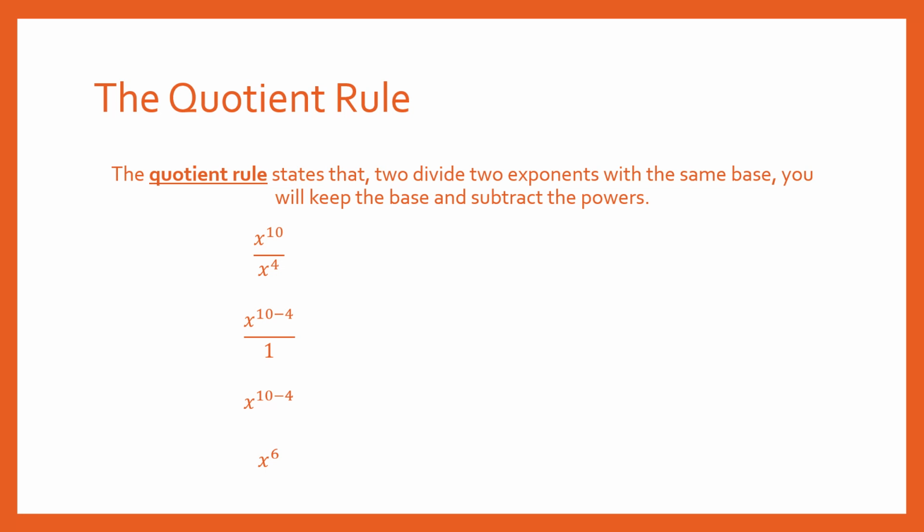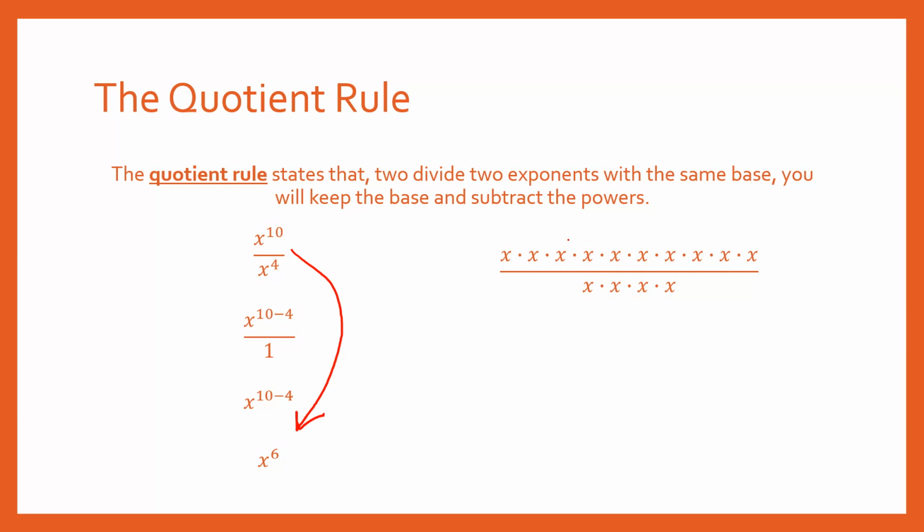Although that seems simple, I think it's important that we understand the logic behind it and visualize it. If you wanted to do this another way, you could break up all of the x's within the x to the 10th and x to the 4th to look like this. Obviously this looks like a lot more work than using the rule, but it helps us visualize how we get all the way down to x to the 6th, besides just using the rule.